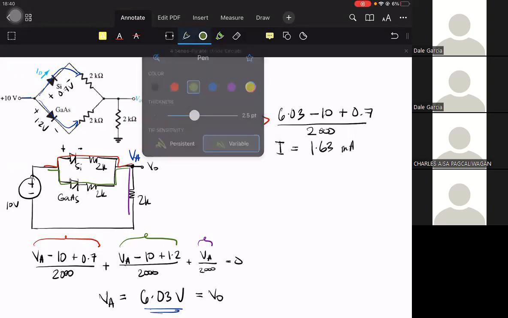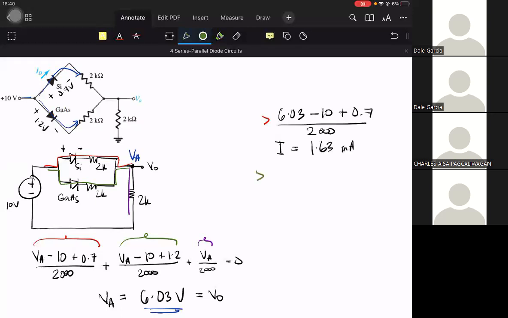Sa gallium arsenide, kanilang yapon yung expression. So 6.03 minus 10 plus 1.2 over 1,000. 0.38 milliamperes.